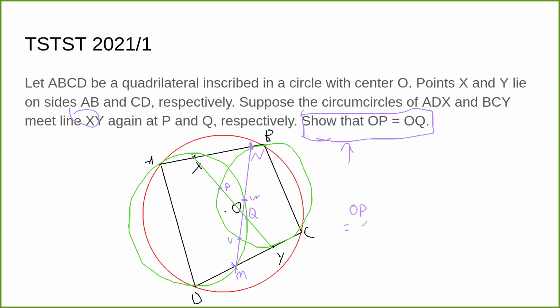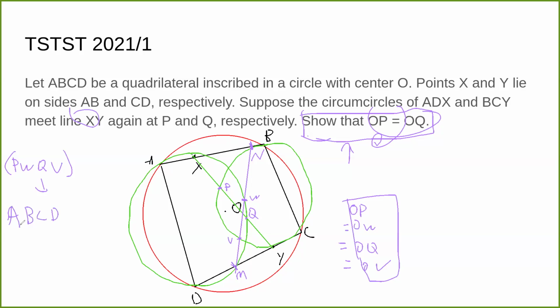So then if this holds, we also have that OP equals OW equals OQ equals OV, right? And what does this mean? It means that we want to prove that PWQV is cyclic and that this is concentric with ABCD. So now do you guys see the Cayley-Bacharach? It's actually kind of special in this case.